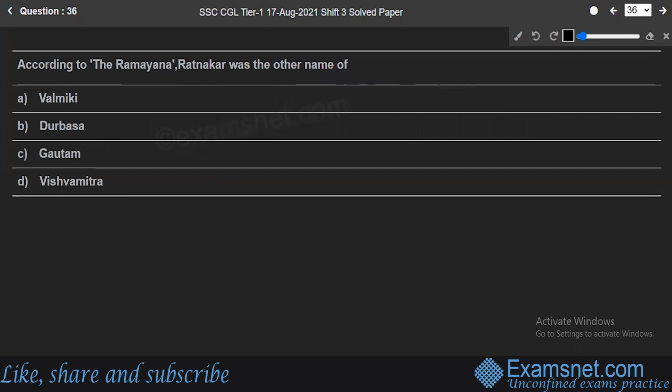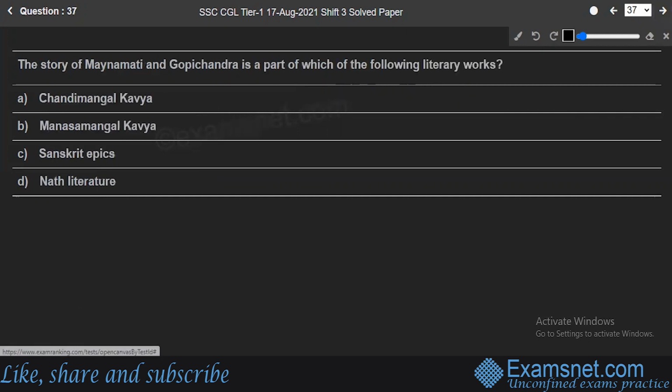According to the Ramayana, Ratnakar was the other name of Valmiki, Durvasa, Gautam, or Vishwamitra. Well, according to Ramayana, Ratnakar was the other name of Rishi Valmiki. He was a Brahmin by birth, belonging to the lineage of Bhrigu. He is referred to as Adi Kavi, the original creator of the Hindu sloka. So, option A, Valmiki, is the correct answer to our question. Hope you are clear. Next is question number 37.